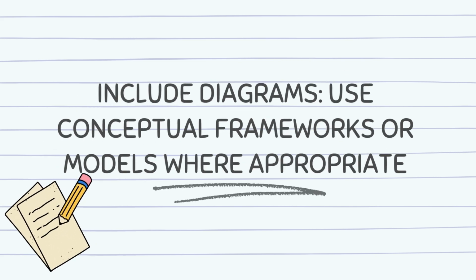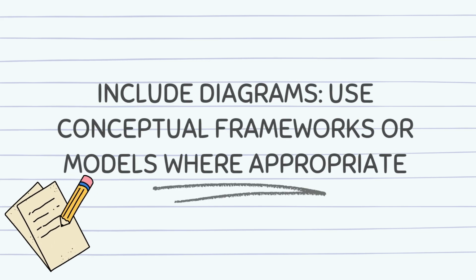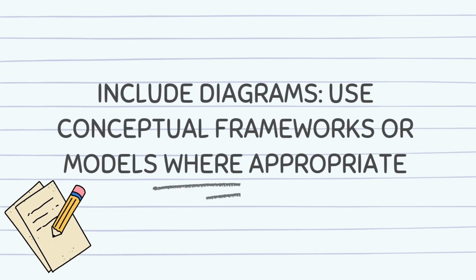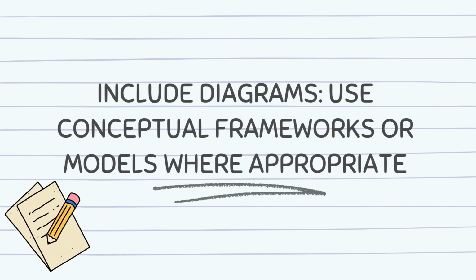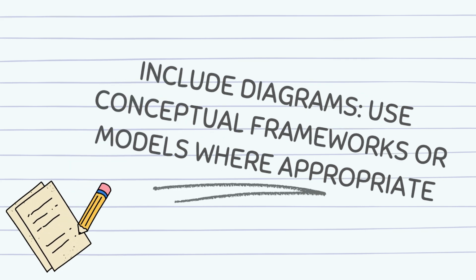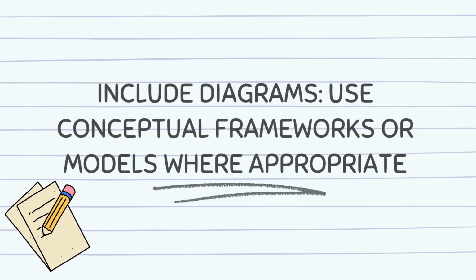One of the most effective ways to enhance clarity, illustrate relationships, and support the discussion is by incorporating diagrams, conceptual frameworks, and models. These visual elements help synthesize complex ideas, making them more accessible to readers while reinforcing key arguments. This section explores the importance of using diagrams, different types of visual representations, best practices for their inclusion, and common mistakes to avoid in thesis writing.